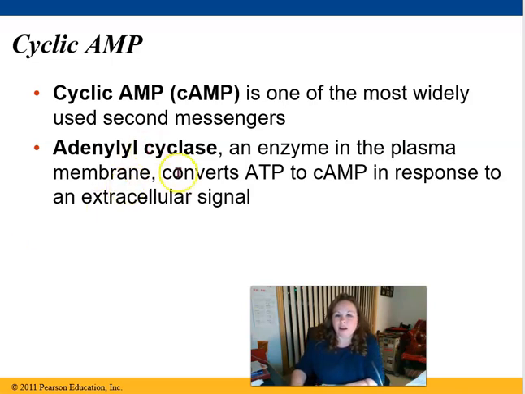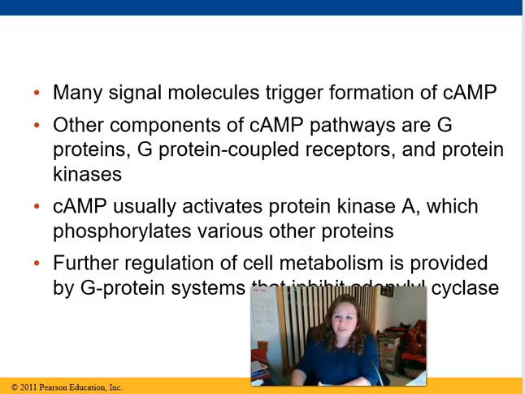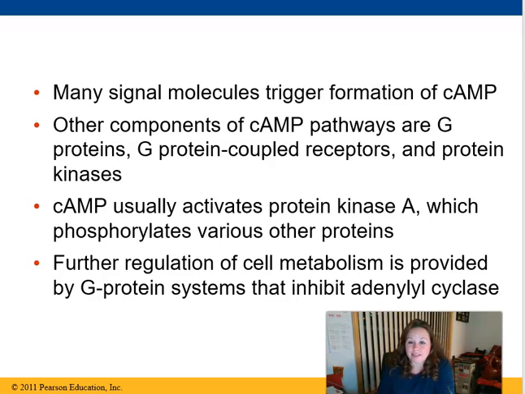Another molecule we might need to know the name of is, I hope I can say this right, adenylyl cyclase. Adenylyl, there we go, adenylyl cyclase. This is the enzyme in the plasma membrane that converts ATP to cyclic AMP in response to a signal. Cyclic AMP molecules are important in that they're the ones who activate the protein kinases, which then go on to phosphorylate enzymes, which then do work and make our product for us, right? So look at that pathway there.